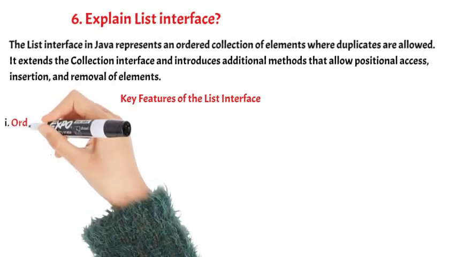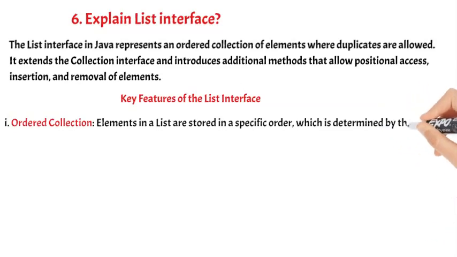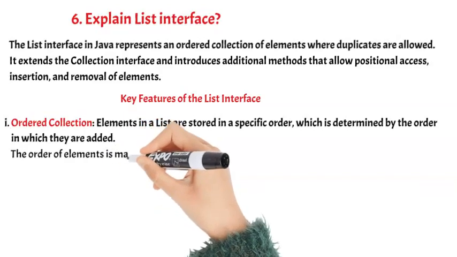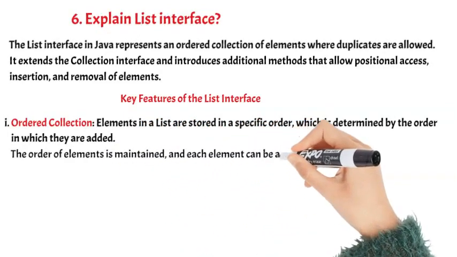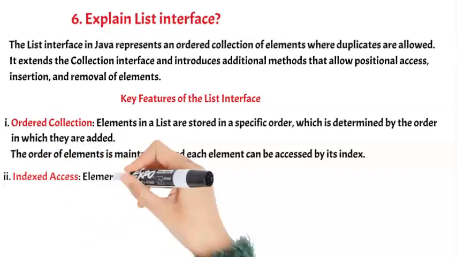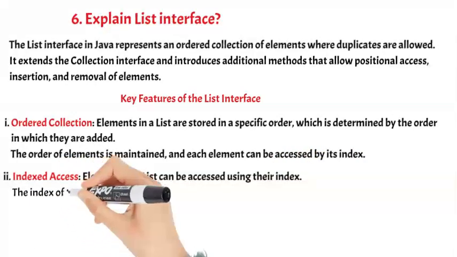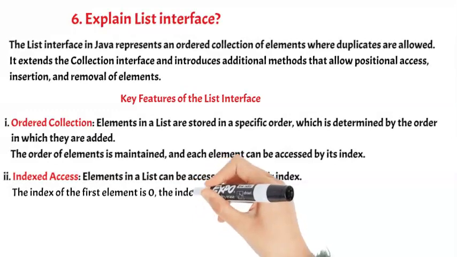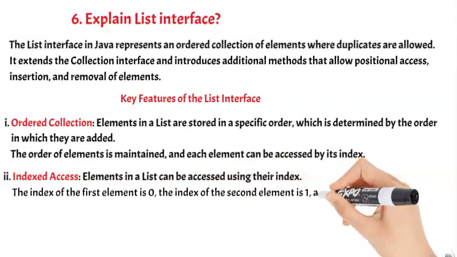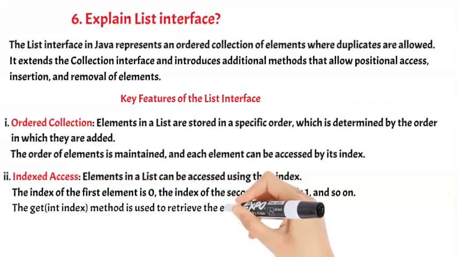1. Ordered collection. Elements in a list are stored in a specific order, which is determined by the order in which they are added. The order of elements is maintained, and each element can be accessed by its index. 2. Indexed access. Elements in a list can be accessed using their index. The index of the first element is 0, the index of the second element is 1, and so on. The get(int index) method is used to retrieve the element at a specific index.